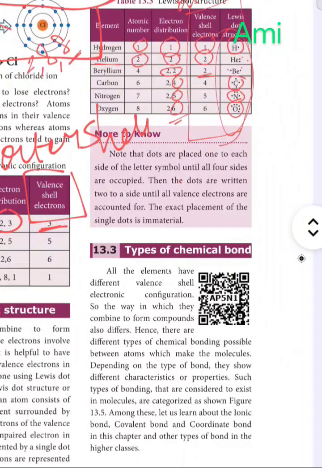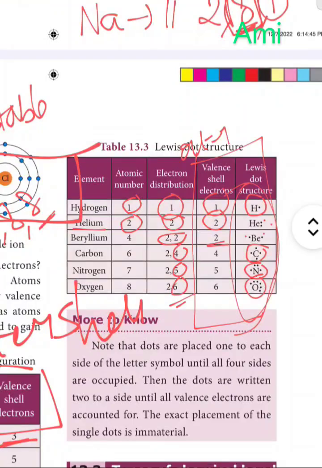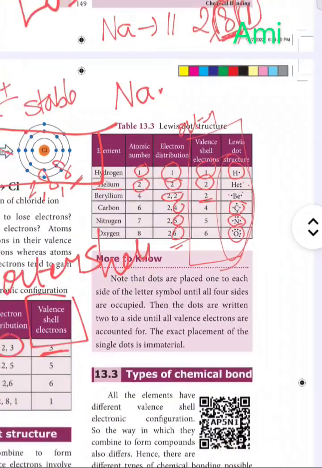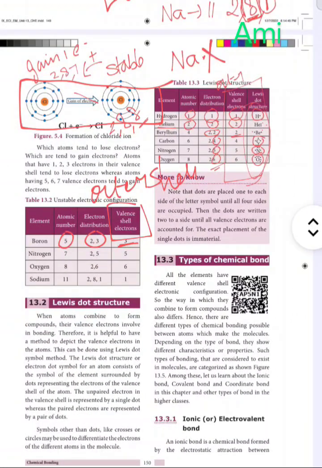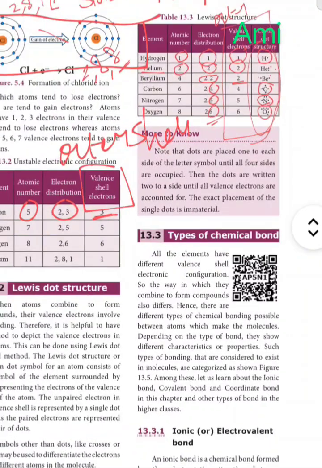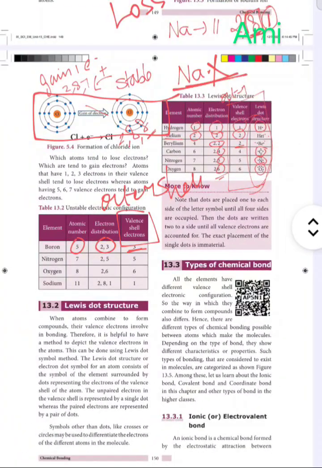So if we draw the Lewis dot structure for sodium, how would it be? Na with a single dot, because only one electron is there, right? But this doesn't actually exist. This is unstable. Why? Because it is not following the octet rule, right? But we can draw the Lewis structure like this.